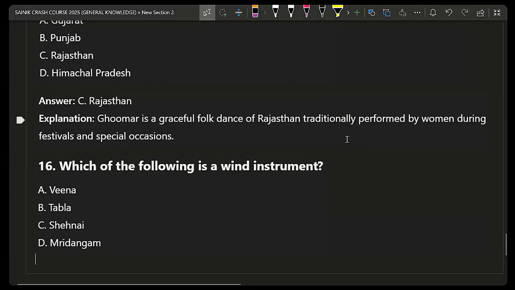Which of the following is a wind instrument? Veena, tabla, shehnai, mridangam. Yes, answer this question. Veena, tabla, shehnai, mridangam.